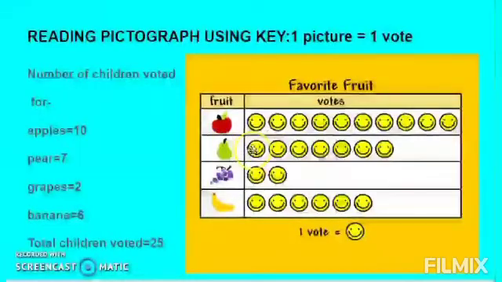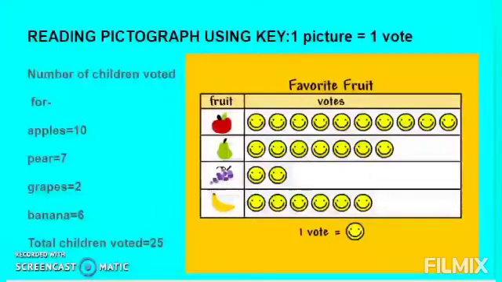Now how many pears? 1, 2, 3, 4, 5, 6, 7. So 7 children voted for pears. You can write the answer here. Grapes, only 2 children voted for grapes. And bananas, 1, 2, 3, 4, 5, 6 children voted for bananas. So the total number of children who voted, we can find by adding 10 plus 7 plus 2 plus 6. That is 25 children voted in all in this pictograph.